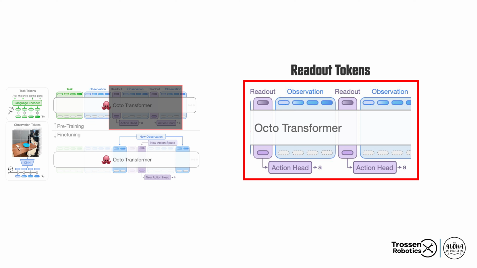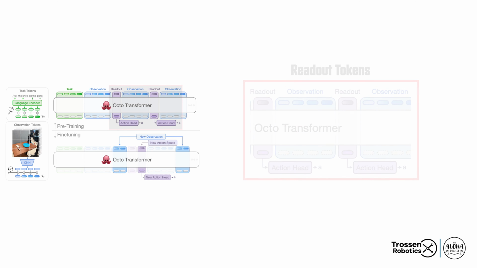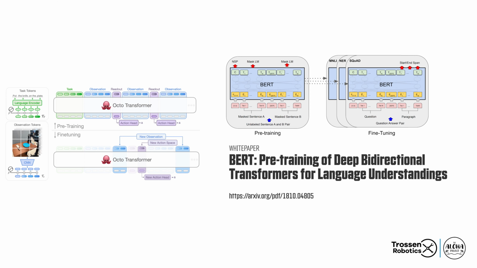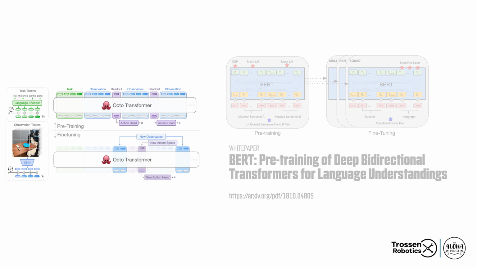These special tokens are added to the sequence of the inputs and are designed to summarize the information from the entire sequence up to that point. They function similarly to the classification token in models like BERT, gathering and summarizing all relevant information from the observation sequence. The action head in Octo then uses these embeddings generated by the readout tokens to predict a chunk of future actions, allowing the robot to execute complex tasks smoothly.